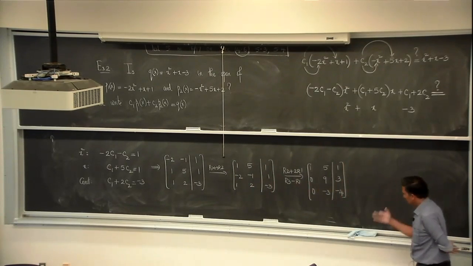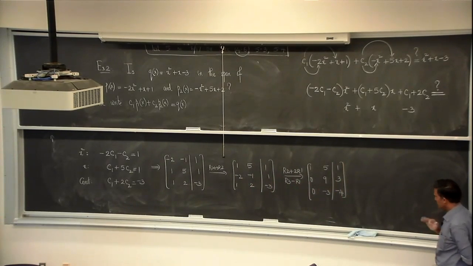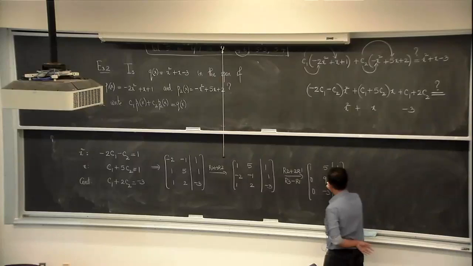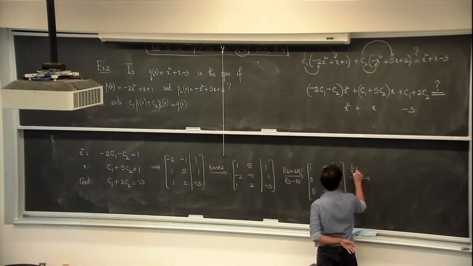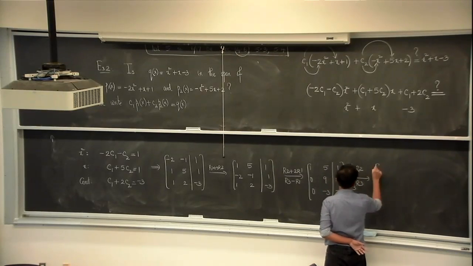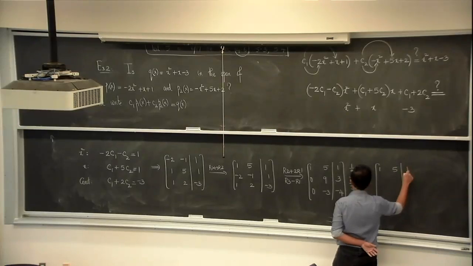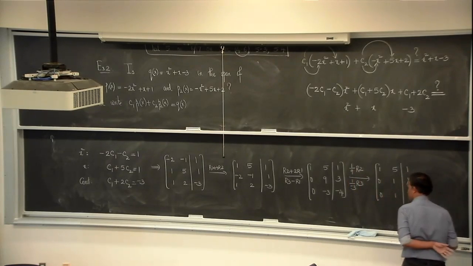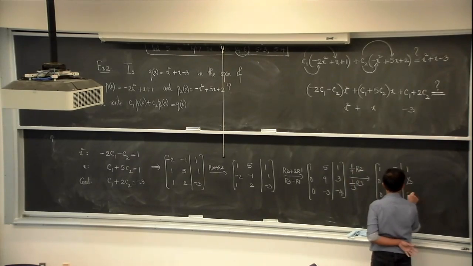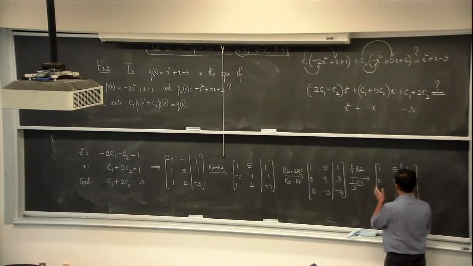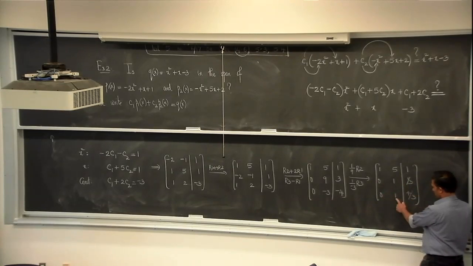So I think you could look at the last two rows and see that something is not right. If you divide this second row by 9 and third row by negative 3, 1, 5, 1, 0, 1, 1/3, and 0, 1, 4/3. This itself is bad because it's telling you that on one hand you have C2 equal to 4/3. This tells you C2 equal to 1/3. Okay, that itself is bad.